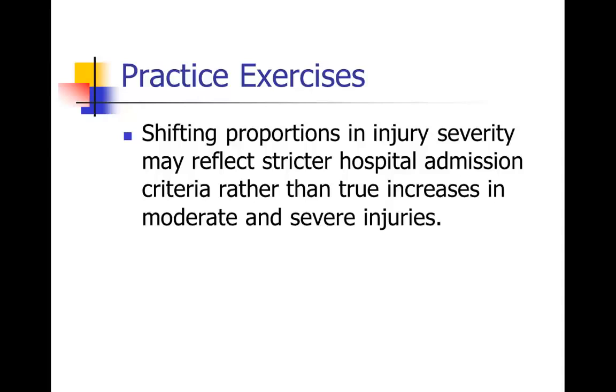And now I was a little more specific here. I said may reflect stricter hospital admission criteria. I gave a little bit more of a specific reason about why they weren't coming to the hospital or why they weren't showing up in the hospital data, rather than true increases in moderate and severe injuries. So I reworked that one a little bit to get rid of some of the problems, rewrote it a little bit to reflect the main meaning, and added a little bit more information, but with fewer words.